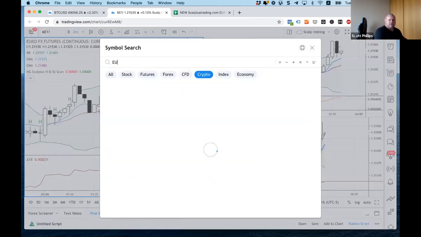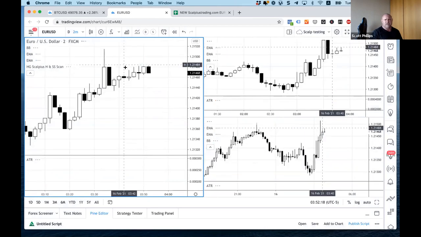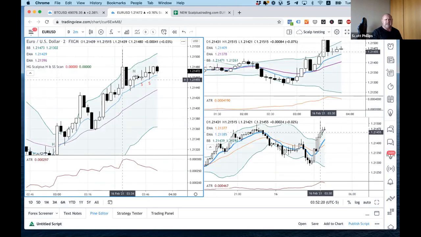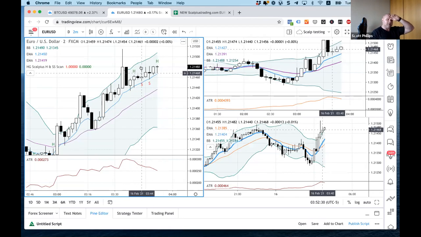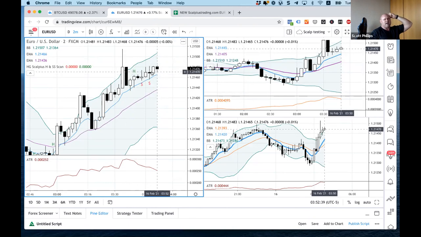Whereas if we go back to Euro USD, you can see that there's, sorry, my data is delayed on futures because I don't pay for real time data with this. It's like 20 minutes delayed. Whereas you can see here, there's a little bit more granularity. It's a little less blocky.